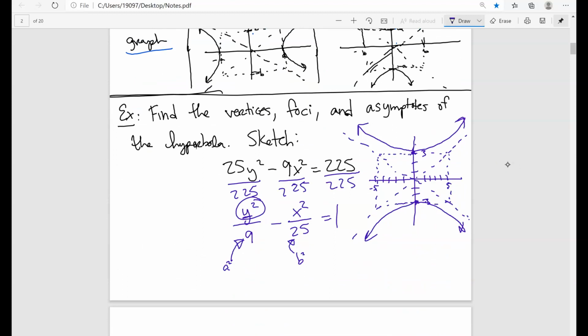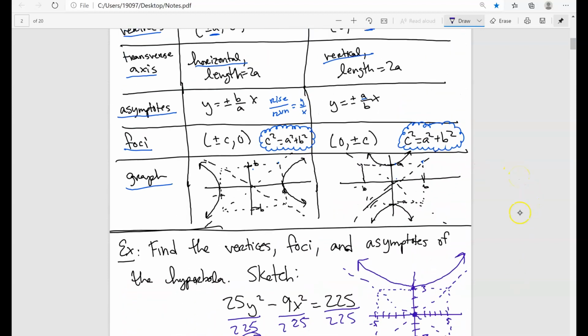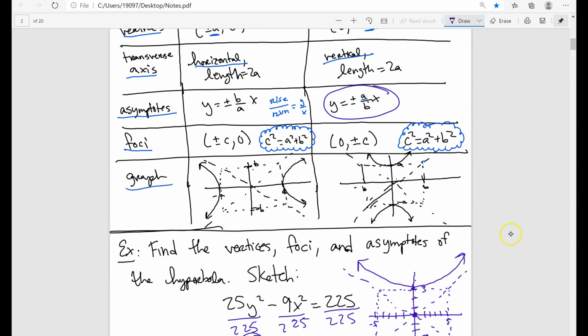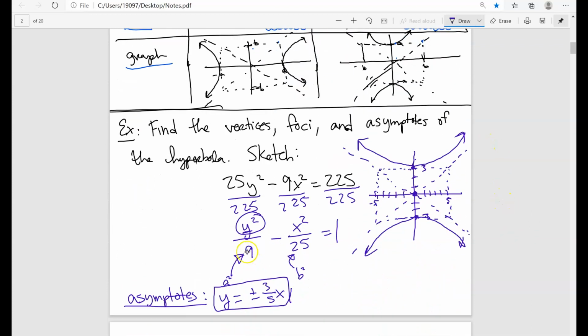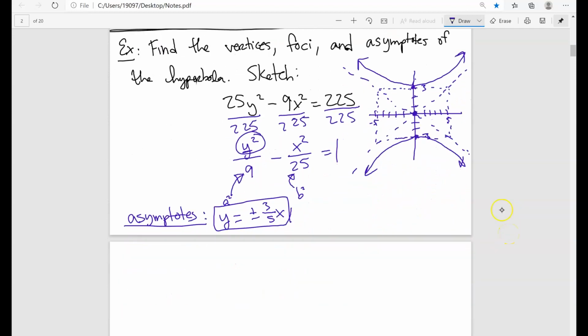So let's look at asymptotes. So the equations of the asymptotes is basically going to be the rise over the run. So if you think about it, you start at the origin, you go up 3 units, up 3 over 5. So y is going to be equal to plus or minus 3 over 5x. That's going to be the equation of the asymptotes. This is assuming that it's starting at the origin. Now, if you really want to use this formula, then you can do so. Notice that a in this case is going to be the square root of 9, which is 3, and divided by square root of 25, which is 5. So that would be the asymptotes. And now we want to figure out the foci.